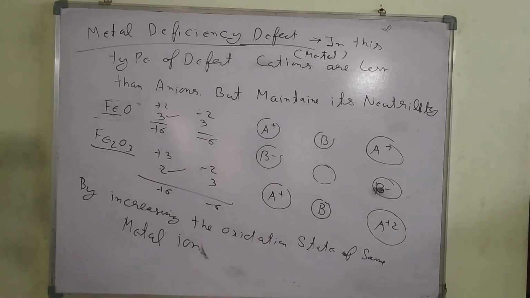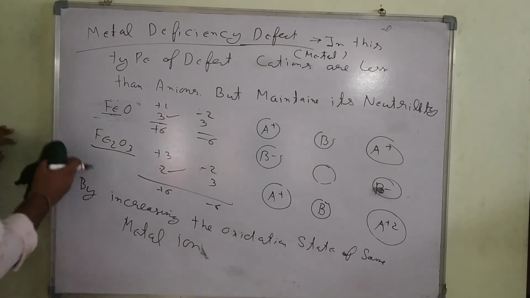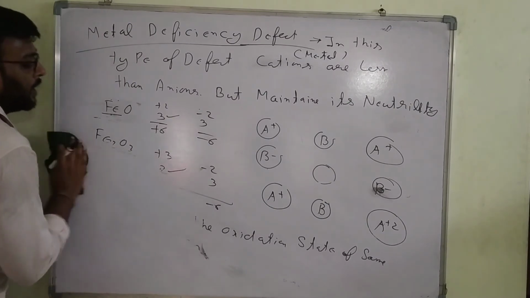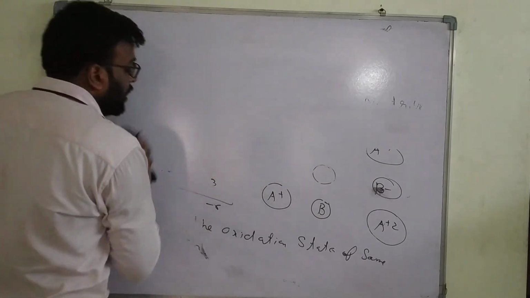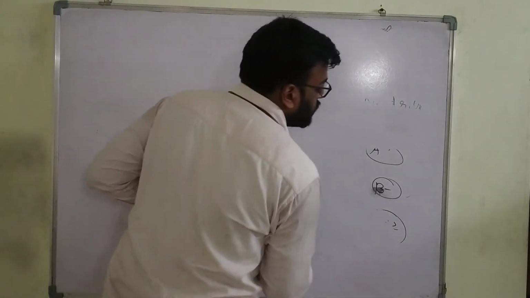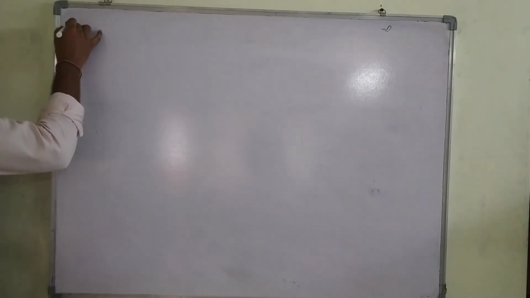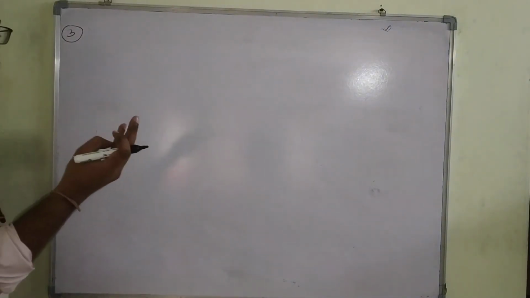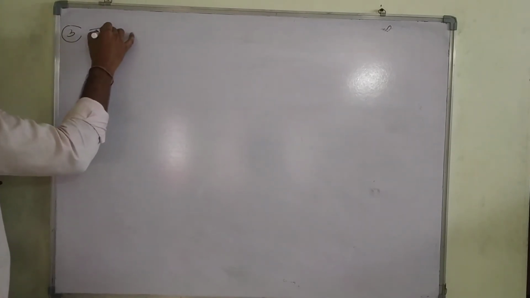Okay. Metal excess defect, last defect. Just read your textbooks also. Some examples are given over here. Okay, students. Next. I have already explained stoichiometry defect and non-stoichiometry defect. Next, the third one. Point defect has three types: stoichiometry, non-stoichiometry, and the third one is impurity defect.